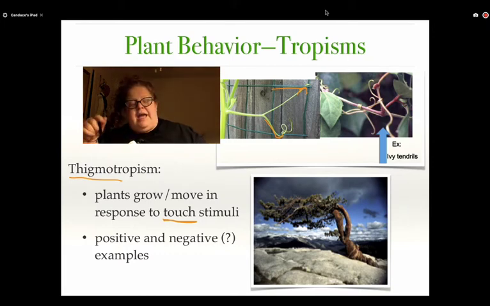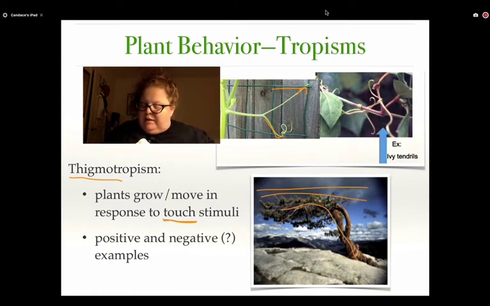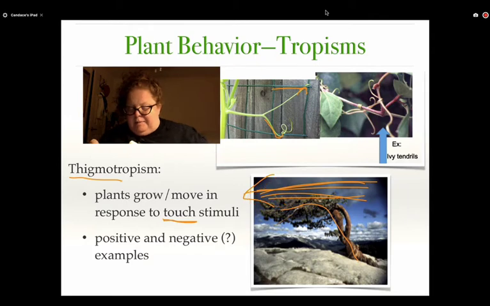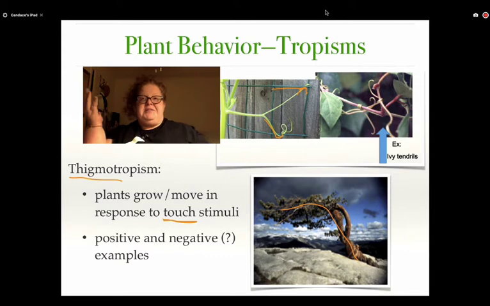Now, I have seen lots of examples that people claim are negative tropisms, negative thigmotropisms. So, for example, if you look here, this tree, the idea is that the wind is blowing this way across the top of this mountain structure, I guess, and that pressure or that stimulus of the wind is leading to this growth of the tree. And I was like, oh, that makes sense to me.